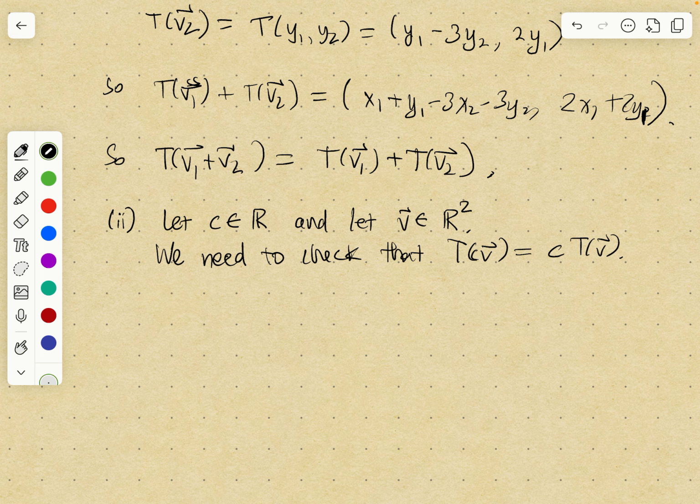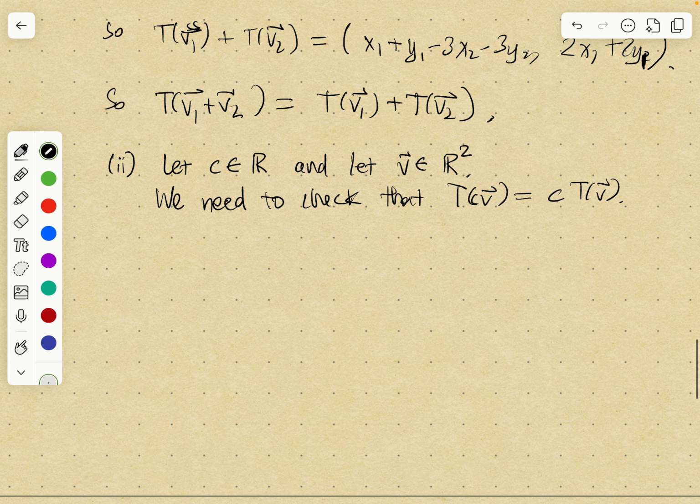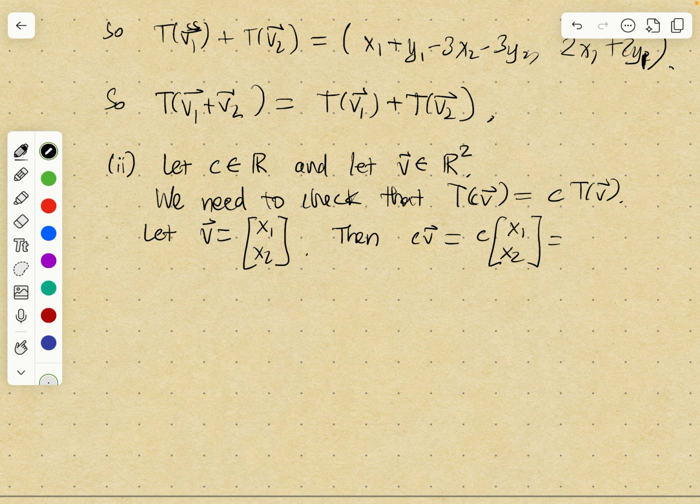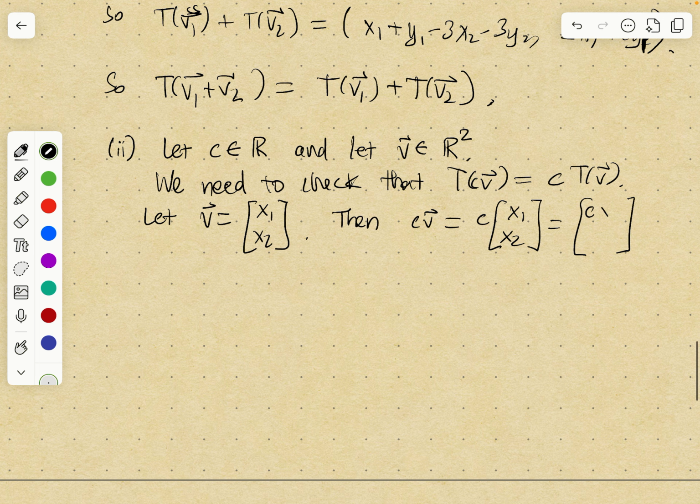And again, we calculate each side and check that you get the same thing. So we need to use coordinates, the components of V. So suppose that V is x1, x2. Okay, let's calculate the left-hand side. Well, CV is going to be C times the vector x1, x2. And that's going to be, what are the components? C times x1 and C times x2.